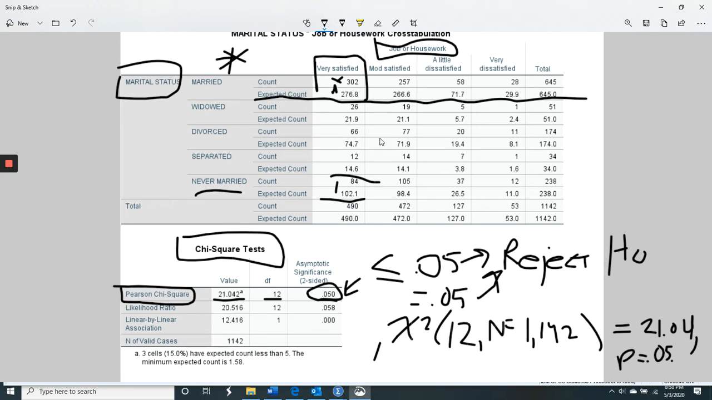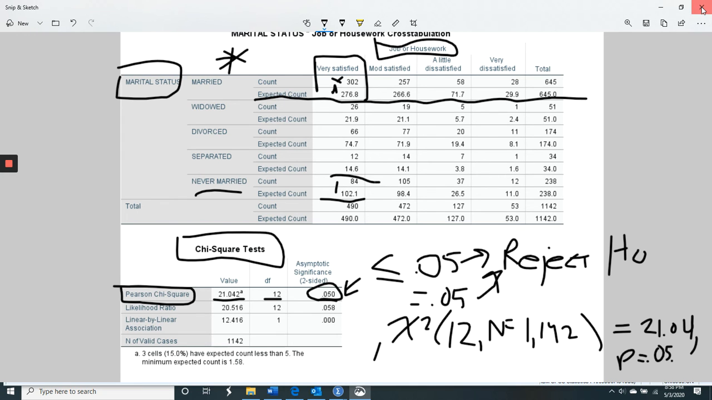So if I was to write this up, looking at the observed versus expected, what stands out to me is that there's more married people who are very satisfied with their job or doing housework, if that's a homemaker, than we expected. And conversely, there's fewer never married people who are very satisfied with their job or doing housework than we expected.